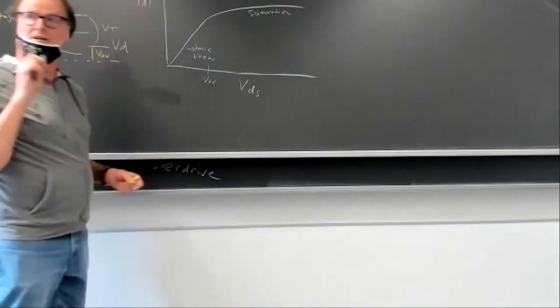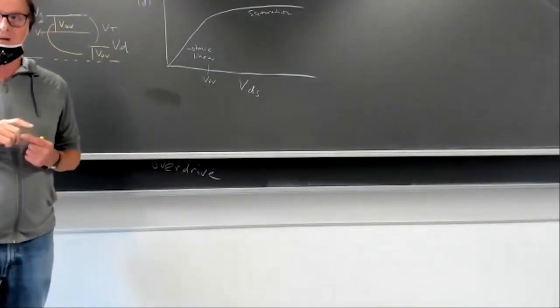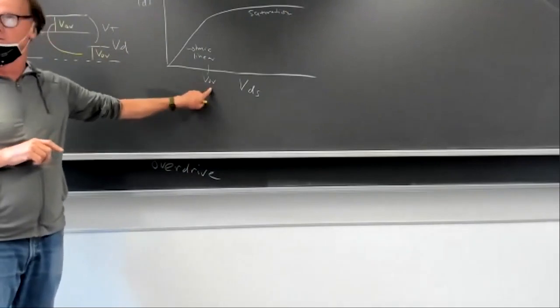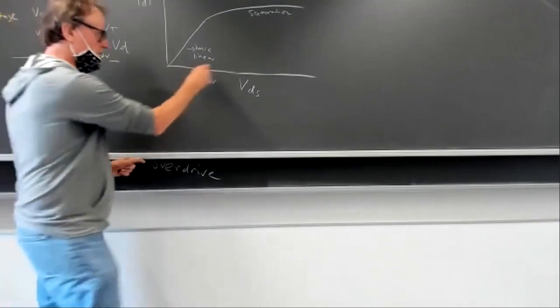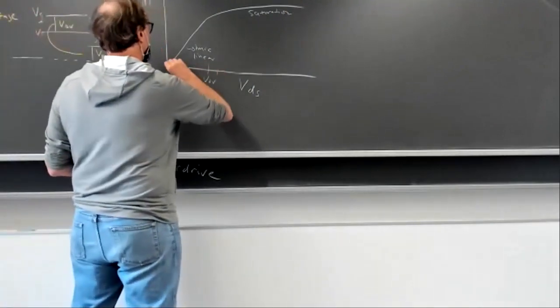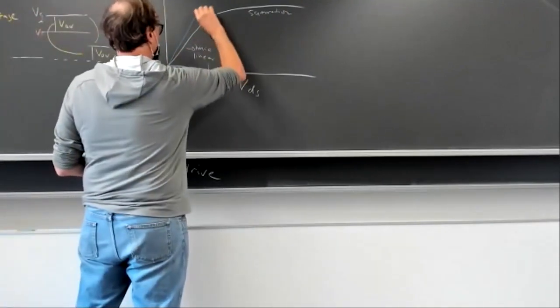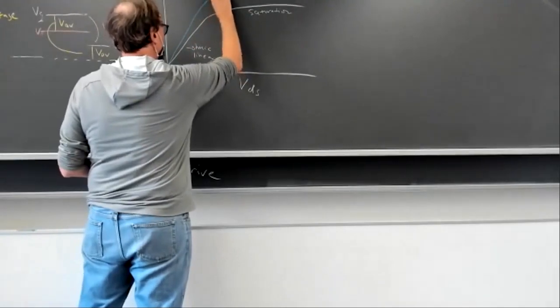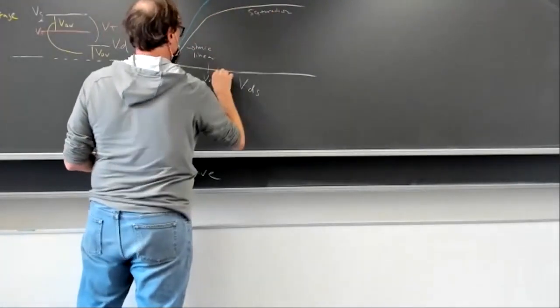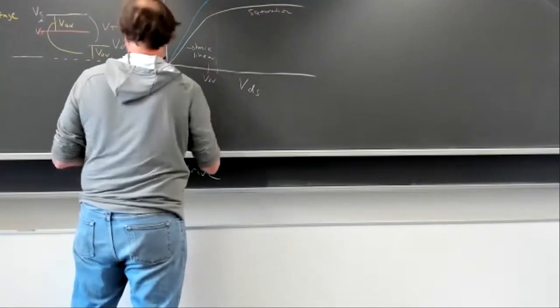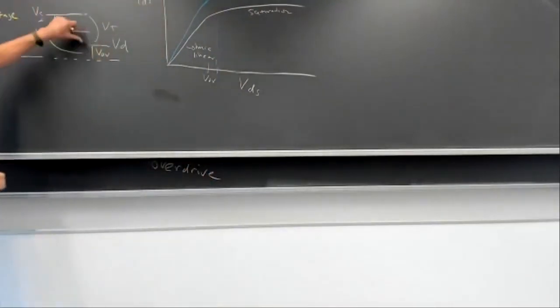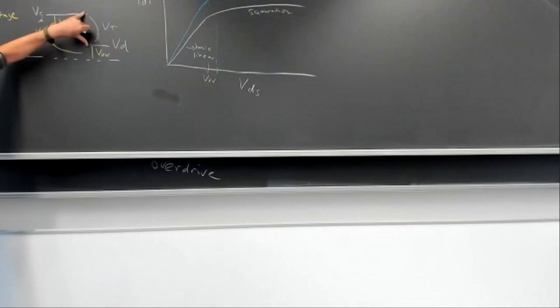But if I want to increase the current, I have to increase the overdrive, right? I have to increase the gate voltage. So the overdrive is going to be a little bit higher. So now the current will increase more, but it'll also saturate a little bit later, because it'll take more drain voltage so that the drain goes out of strong inversion.